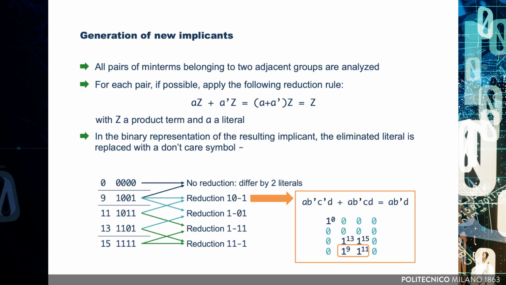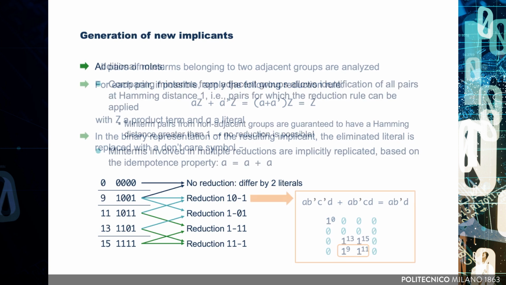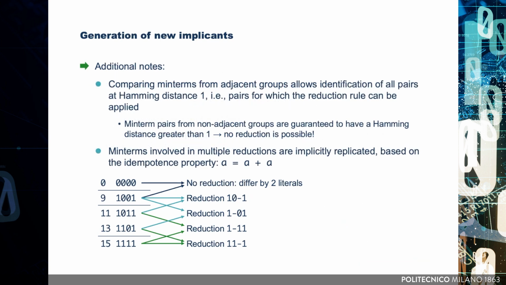In conclusion, from the initial table, which contained the minterms, that are implicants corresponding to one-dimensional cubes, we have now generated larger implicants, each one representing a two-dimensional cube. A couple of important notes. Comparing minterms from adjacent groups allows us to identify all pairs with a Hamming distance of 1. These are the only pairs for which reduction is possible.